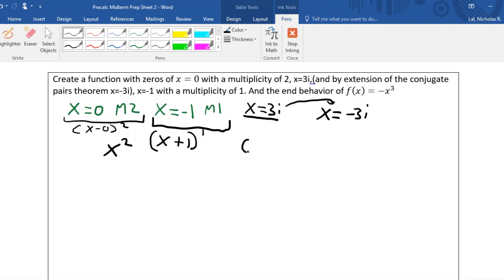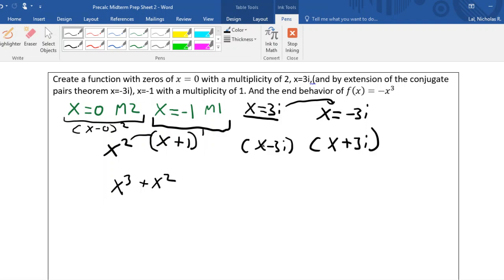So it would be x minus 3i and x plus 3i. These are our factors. So now we just have to multiply them to find our polynomial, okay? What's x squared times x? Right? So x squared times x is x cubed. And what's x squared times 1? Come on, guys. Plus x squared.